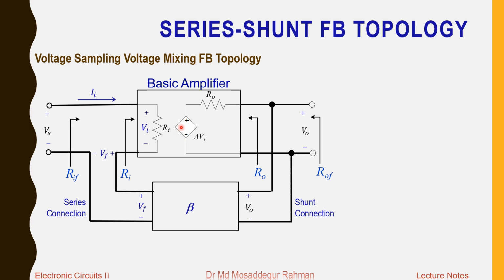The output voltage is represented by a dependent voltage source, the voltage of which depends on the input voltage Vi, and that will come in series with the output resistance R naught. So if you look between these two output terminals into the amplifier, you see this output resistance R naught. In total, this will be the equivalent circuit of the amplifier. Any amplifier can be represented by this equivalent circuit.